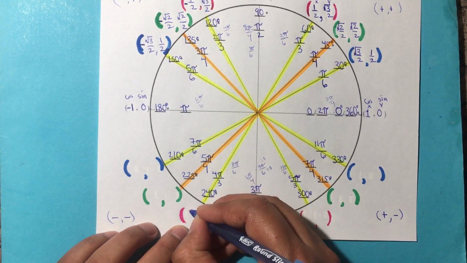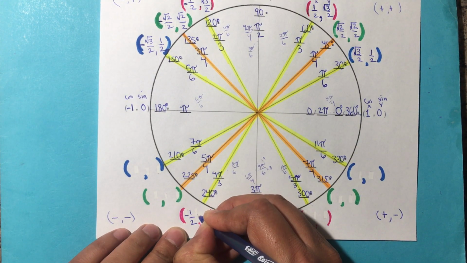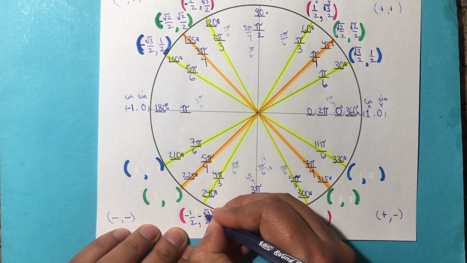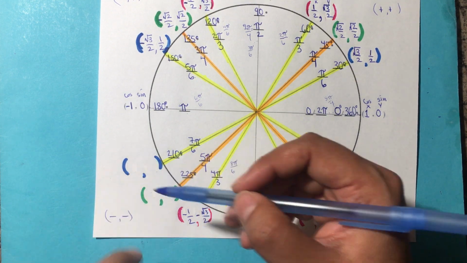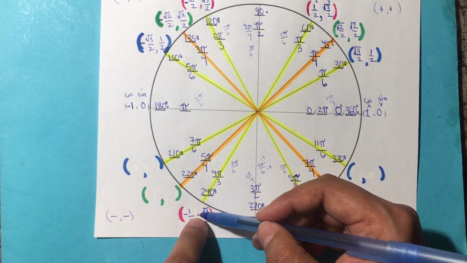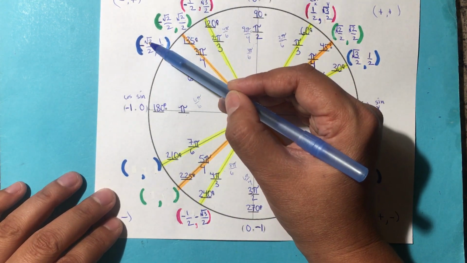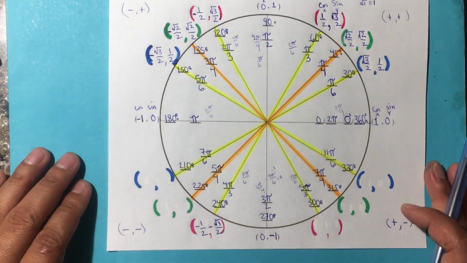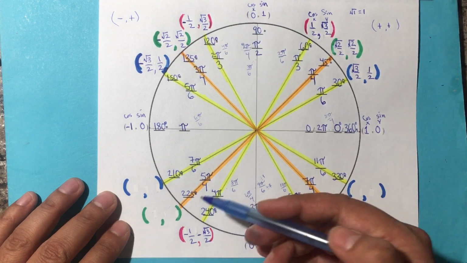Let's start with the pink. Negative 1/2, negative square root of 3 over 2. And you can even go like this: 1, 2, 3. 1, 2, 3. Now backwards. In here, 1, 2, 3. 1, 2, 3. But if you get confused with that, you can just go with the colors.